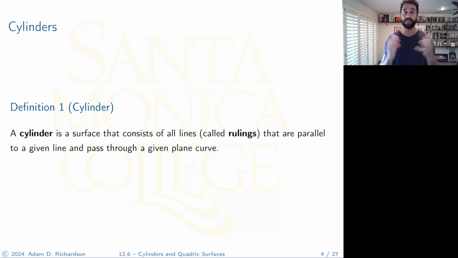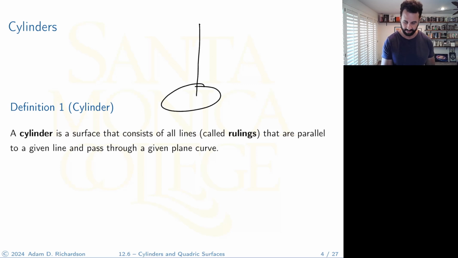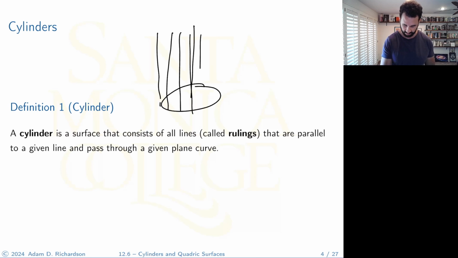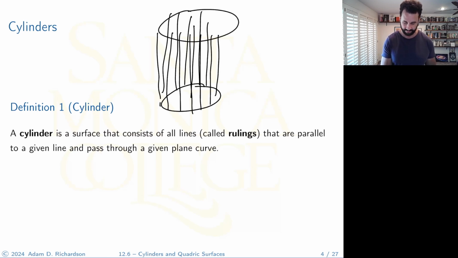For a circular cylinder, it's very simple. Here's a line, and then if I draw a circle at the base of it, pretend that's in the middle. Actually, I can move it into the middle. There we go. Then what is a circular cylinder? It's basically just a whole bunch of lines passing through that circle that are all parallel to that line in the middle.